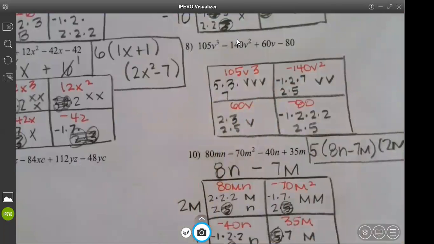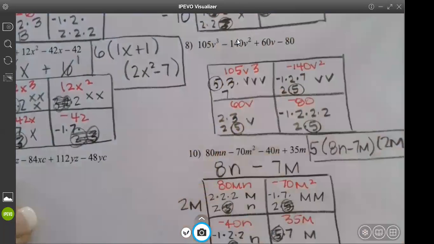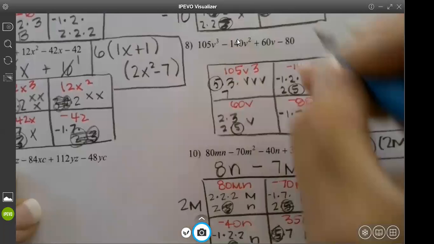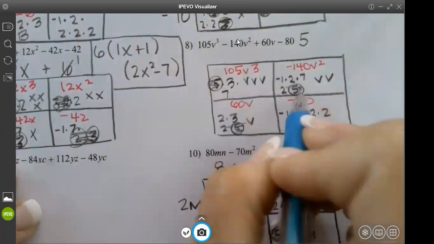Do you see anything in every box? 5. There's nothing else in every box. That's as good as it gets. So our GCF is 5. And then we don't need it anymore.